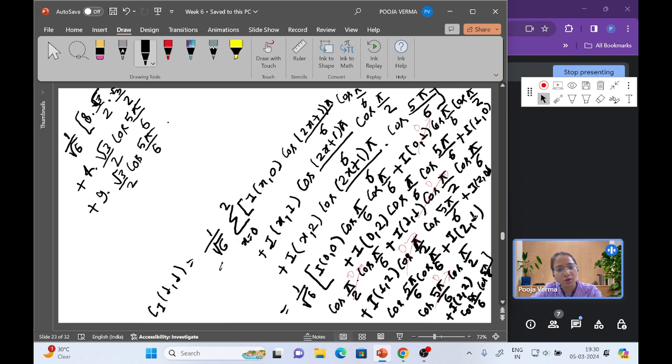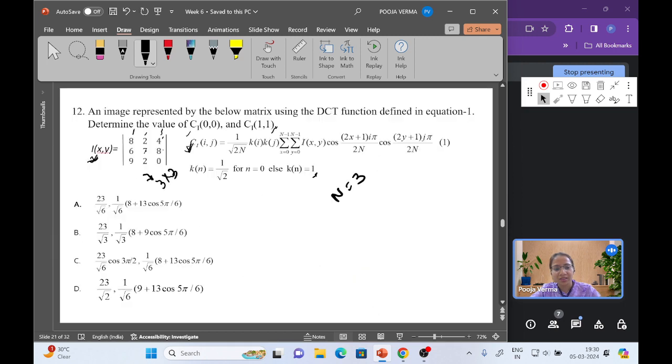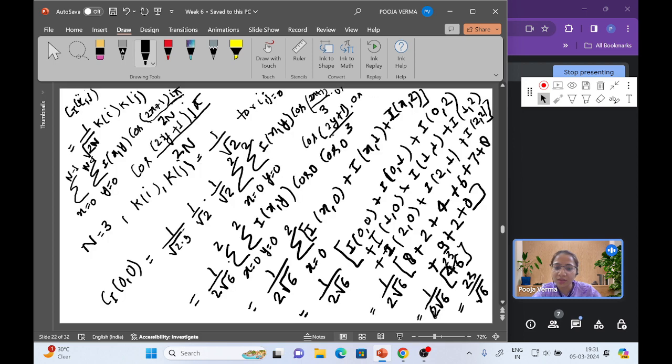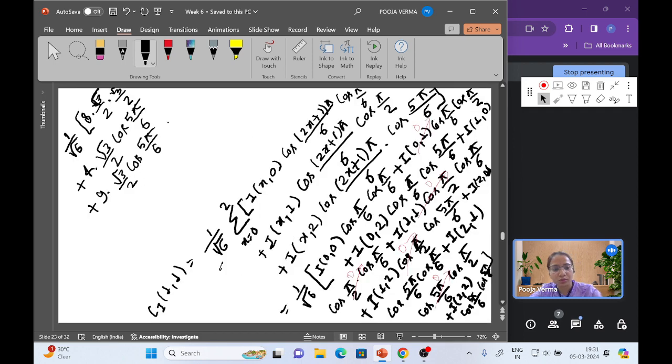I 2 comma 1 is also 0. And now this is I 2 comma 2 cos pi by 6 into cos pi by 6. So let's see what is the value of I 2 comma 2. I 2 comma 2 is already 0, so the whole term will be 0. So that means this will also be 0. Okay, I think all components we have taken.